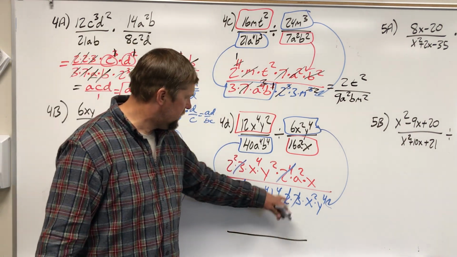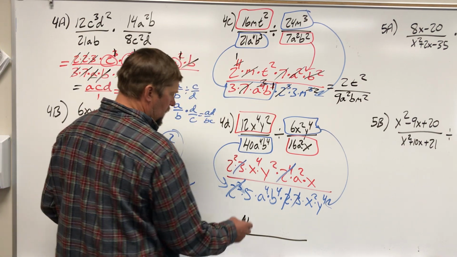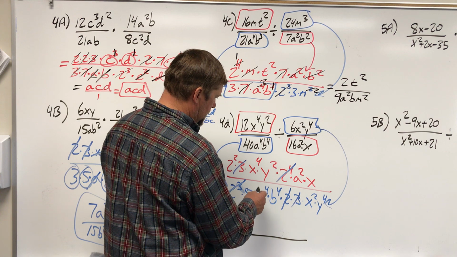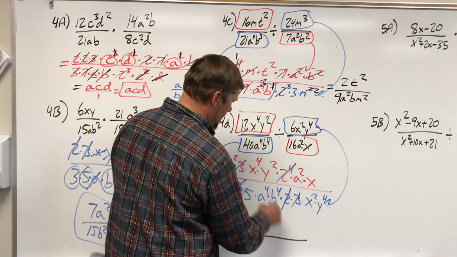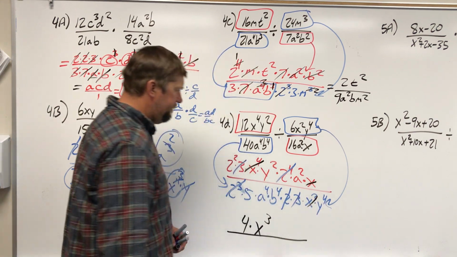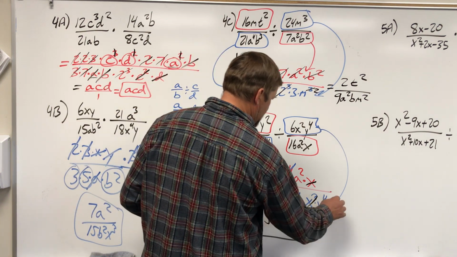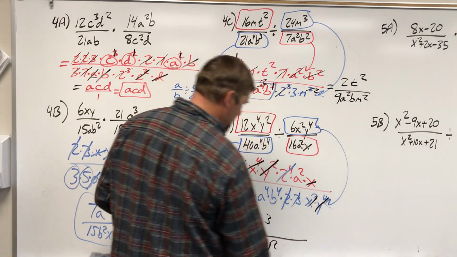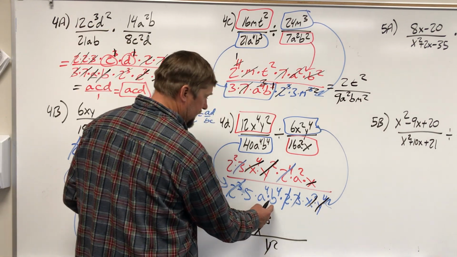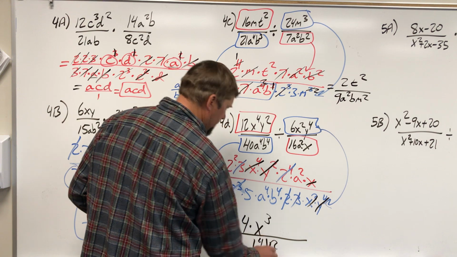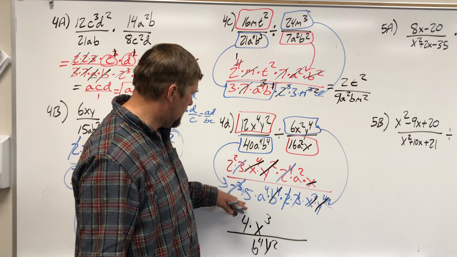So those 2's cancel, leaving me with 2 squared up top, which is 4. The 3's are gone. I have 5 x's on the top, 2 on the bottom. That leaves me with 3 x's on the top. I have 2 y's here, 4 y's here, leaves me with a y squared on the bottom. There's nothing that cancels out any b's, so I have a b to the 4th on the bottom. And then I'm left with my 5 on the bottom.